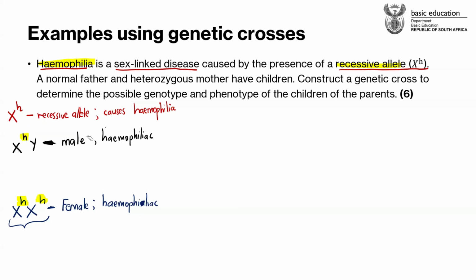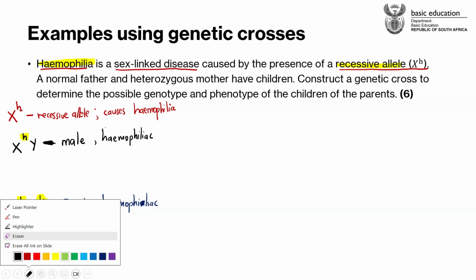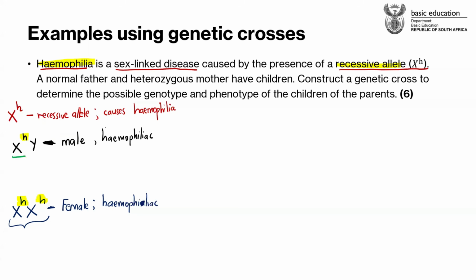But what's causing this male to be hemophiliac? What's causing this male to have hemophilia is this X chromosome that has got a small letter H. And where is this X chromosome coming from? It must be coming from the mother, because a male gets their X chromosome from their mother. They inherit their X chromosome from their mother. So we'll say that basically this male is sick because of their mother.